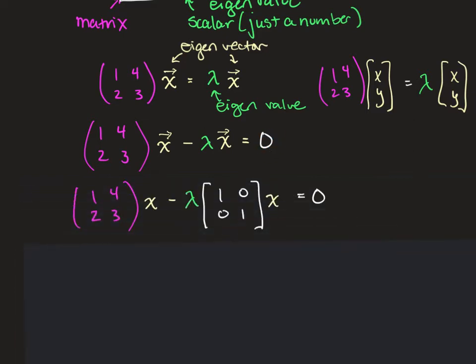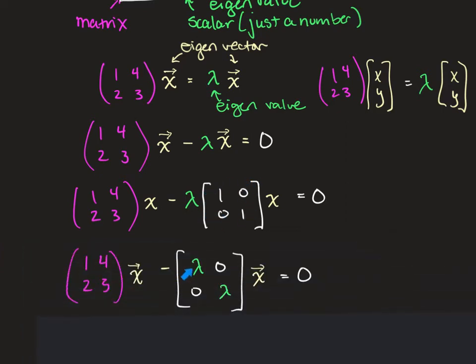Then I need to get the lambda to talk to the matrix. And in order to get the lambda to talk to the matrix, because a single number, you can't subtract a number from a matrix, but you can multiply by 1. Remember, this identity matrix is just like 1. And then you could distribute the lambda to this identity matrix.